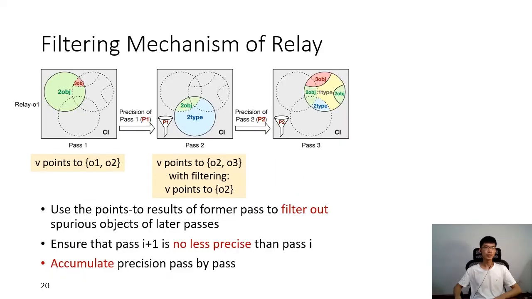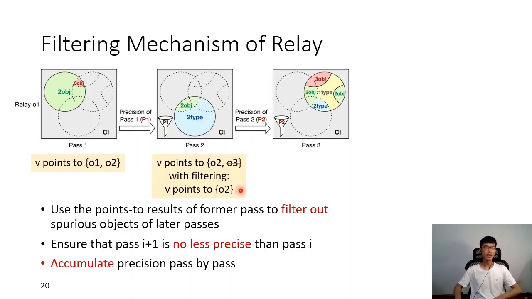Filtering mechanism uses the positive results of former passes to filter out spurious objects in later passes. For example, suppose that pass 1 reports that V points to O1 and O2. And in pass 2, the pointer analysis concludes that V points to O2 and O3. But by pass 1, we know that V cannot point to O3. Thus, we can filter out O3 from the points-to set of V during pass 2.